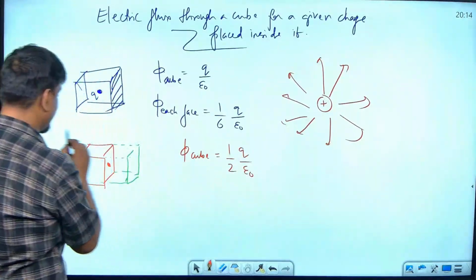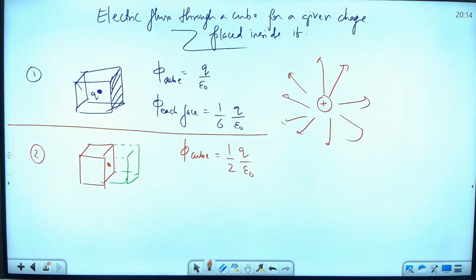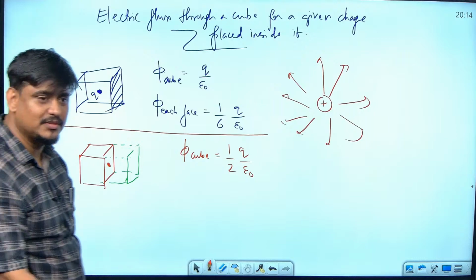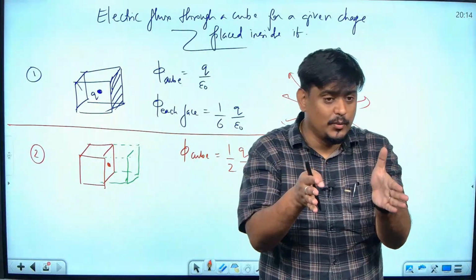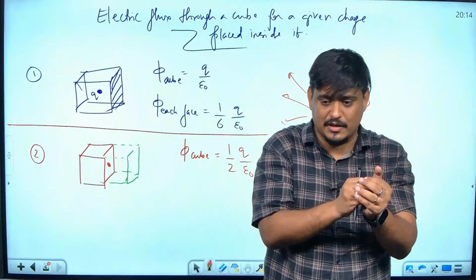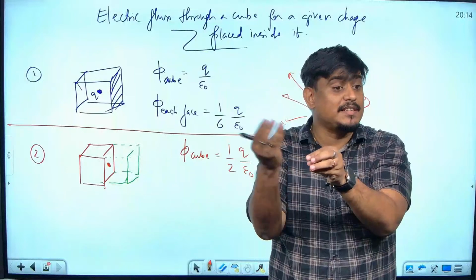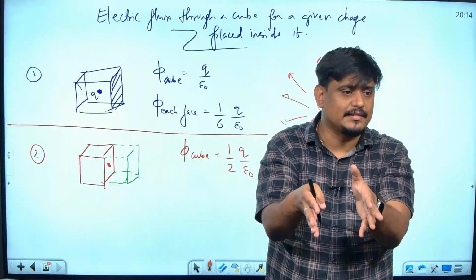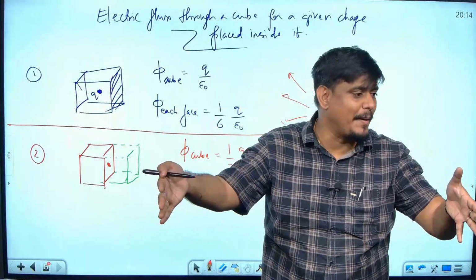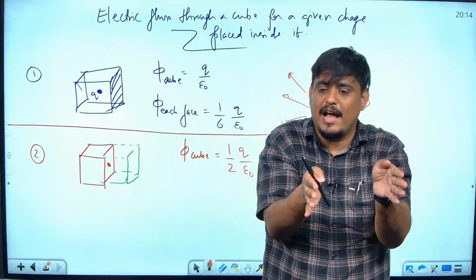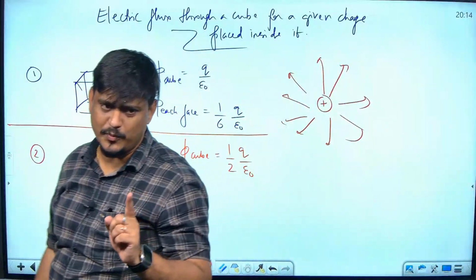Do you agree with me? 1 by 3, how, man? 1 by 2. 2 are there, no? So 1 by 2. Please understand this logic. 1 cube, charge in center, Q by epsilon naught. If I am keeping the charge on one of the faces, I must have another cube to make it symmetric. So both cubes together are going to have Q by epsilon naught. 1 cube will have only half of it. So 1 by 2 times of Q by epsilon naught. Is it clear to you?